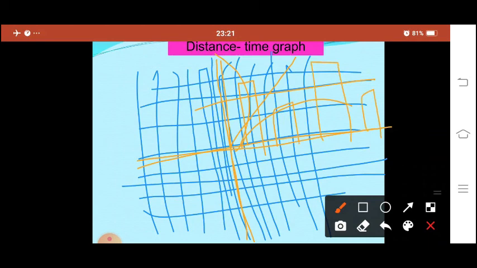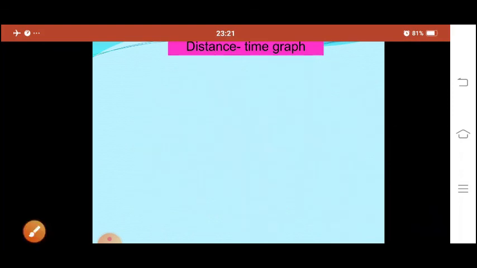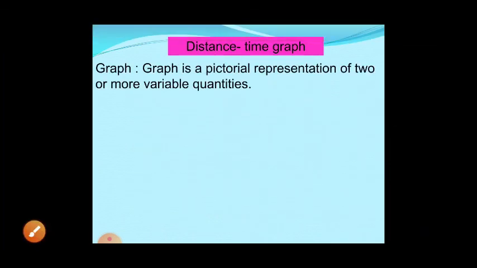So that means the pictorial representation of any data or any quantities, variables or quantities, the pictorial representation of two or more variables is known as a graph. So what is a graph? Graph is a pictorial representation of two or more variables or quantities. Okay, so there are different types of graph you can observe, correct? As I showed first, you can observe different types.